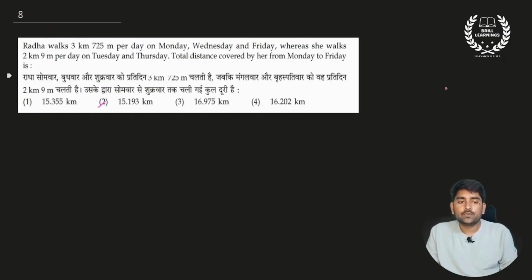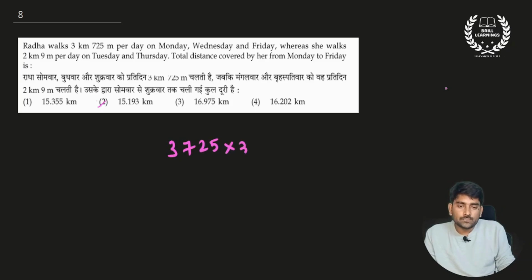In this question, first 3 kilometers 725 meters per day for 3 days. First convert this total value into meters. 3 kilometers multiplied by 1000, you will get 3000 meters. So 3000 meters plus 725 meters, that means 3725 meters for 3 days. And 2 kilometers 9 meters. So 2 kilometers, you will get 2000 meters plus 9 meters, means 2009 meters for 2 days.